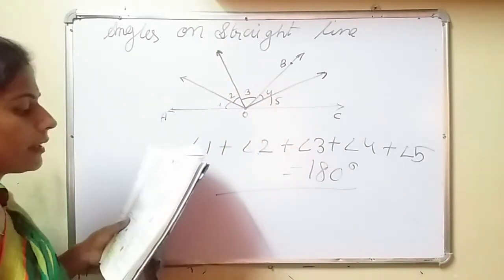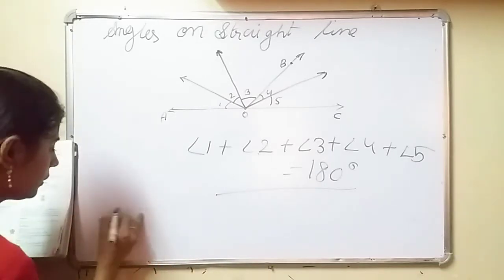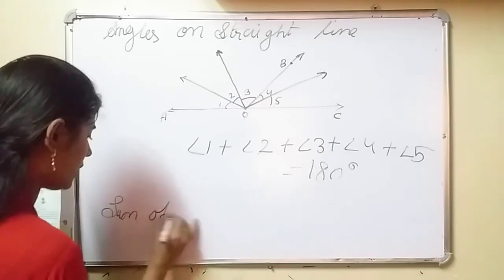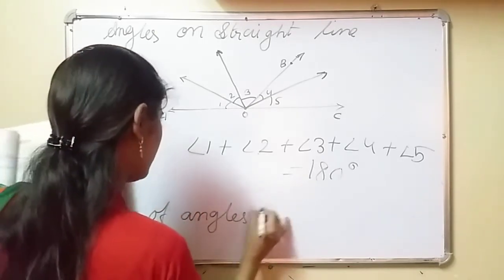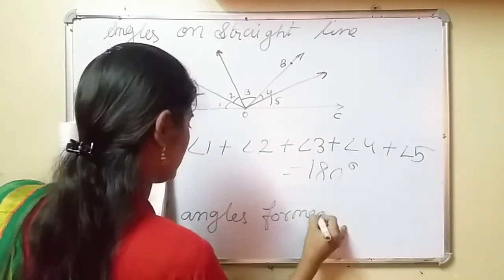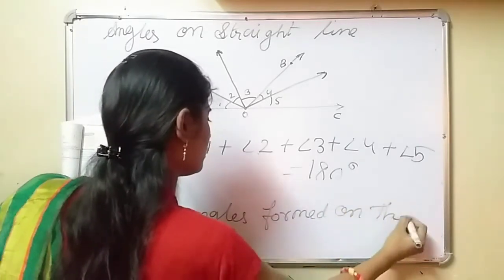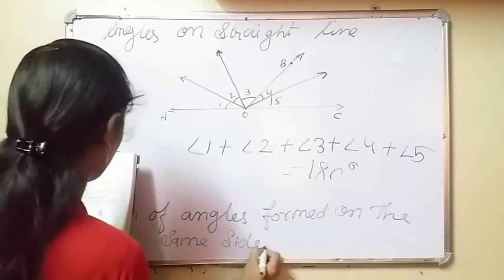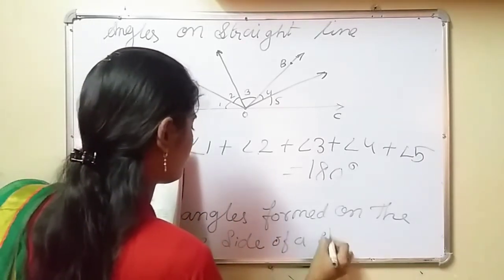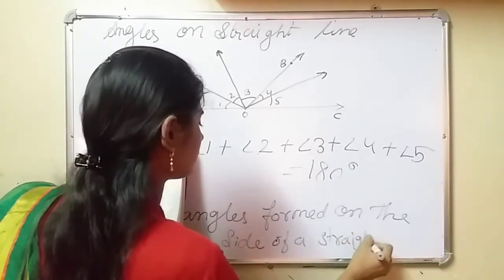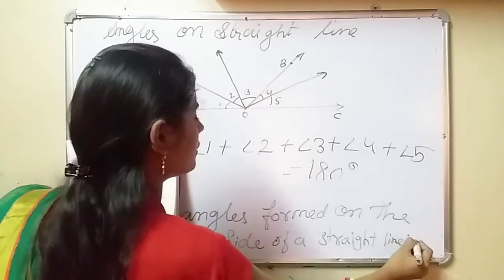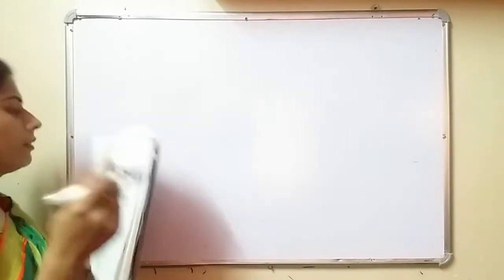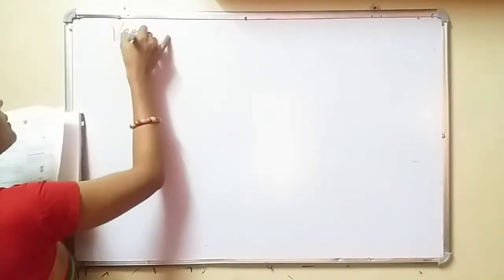So thus we concluded, sum of angles formed on the same side of a straight line is 180 degree. Okay, now see vertically opposite angles.